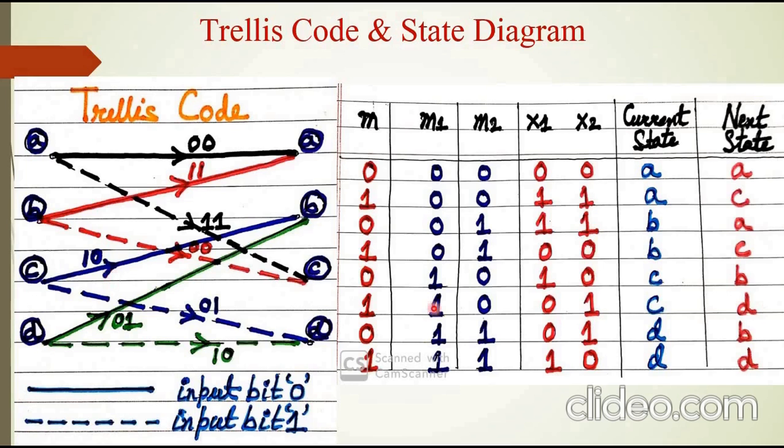And now if current state is C and input is 1, so the next state will be D and output will be 0 1. So current state is C and input is 1. So next state will be D. So make it by dash line and output is 0 1. Let us mention on that line.